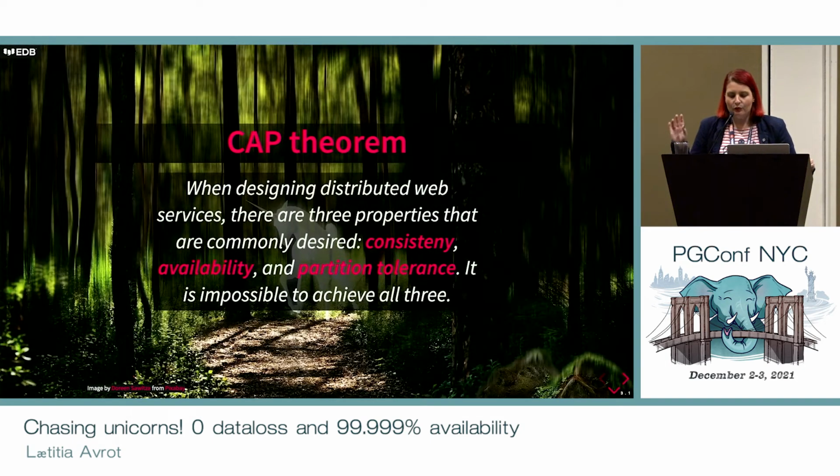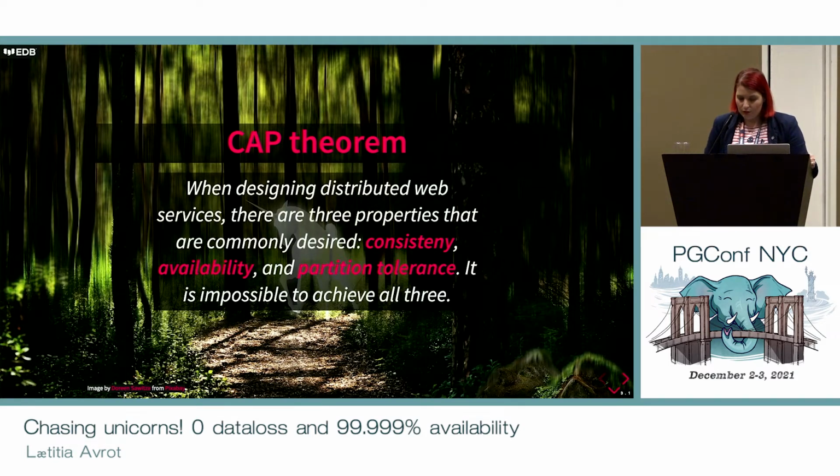So let's reach the CAP theorem. The CAP theorem says that when you're designing distributed web services, there are 3 properties that are desired: consistency, availability, and partition tolerance. Partition tolerance means network partition tolerance. And the theorem states that it's not possible to achieve all 3.